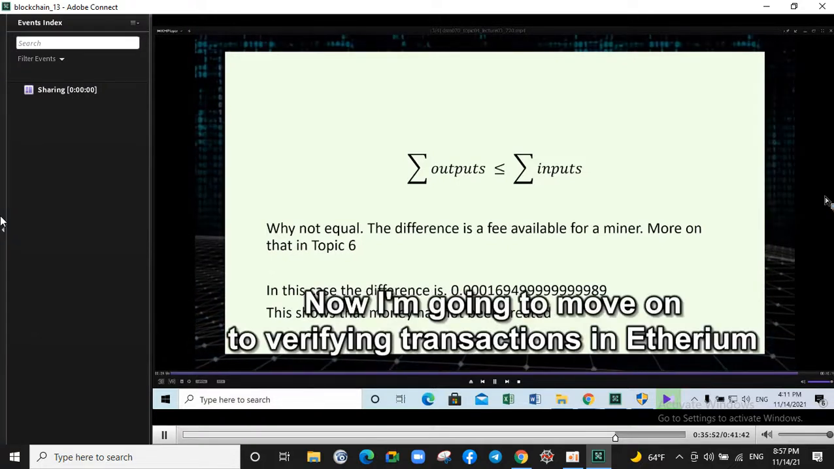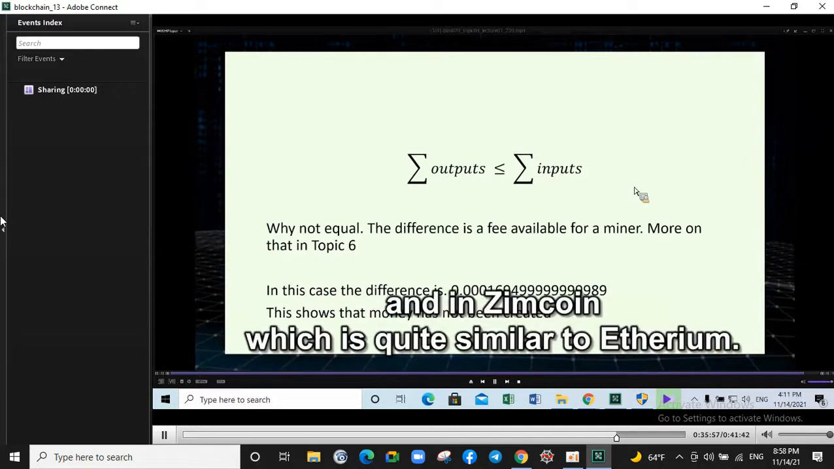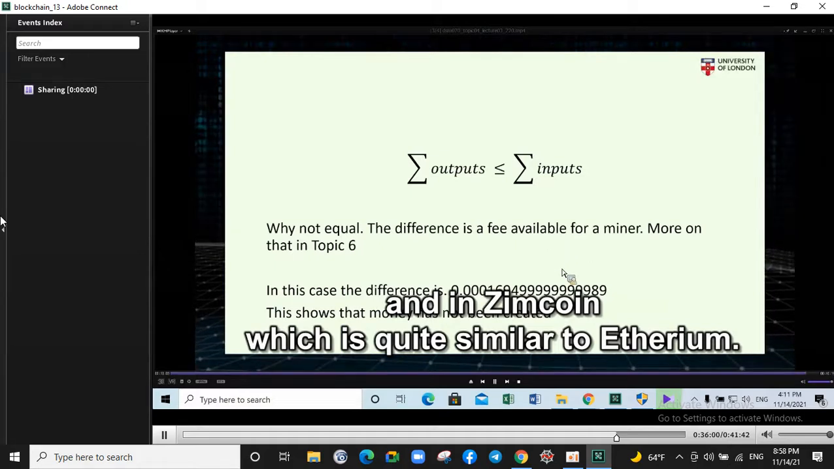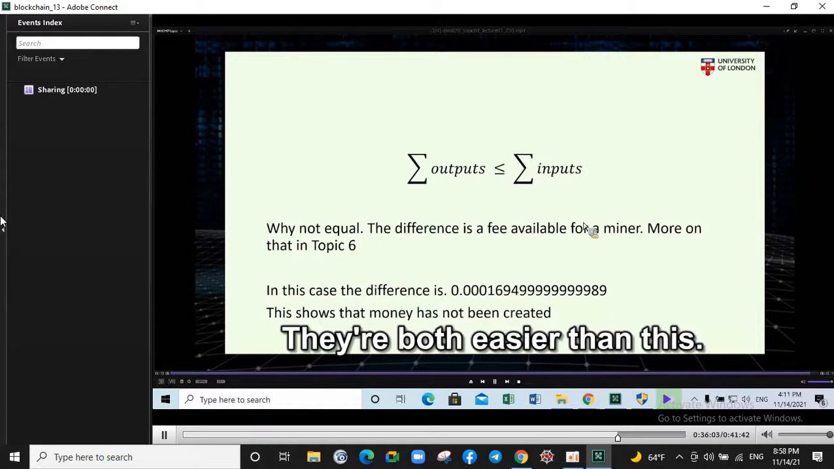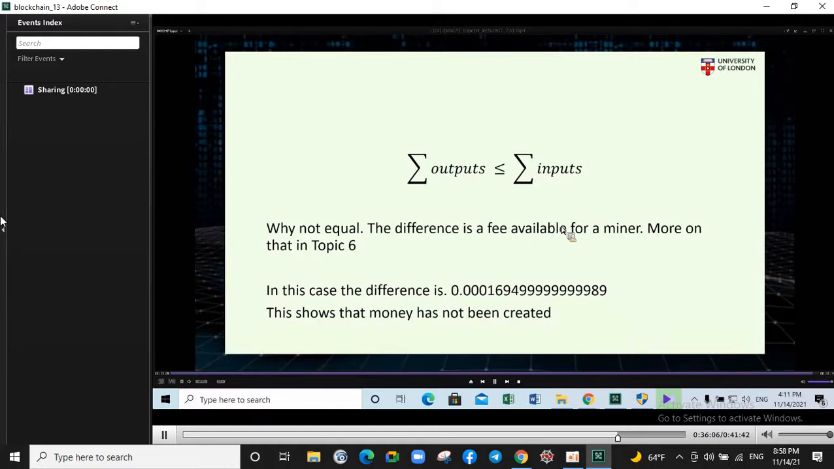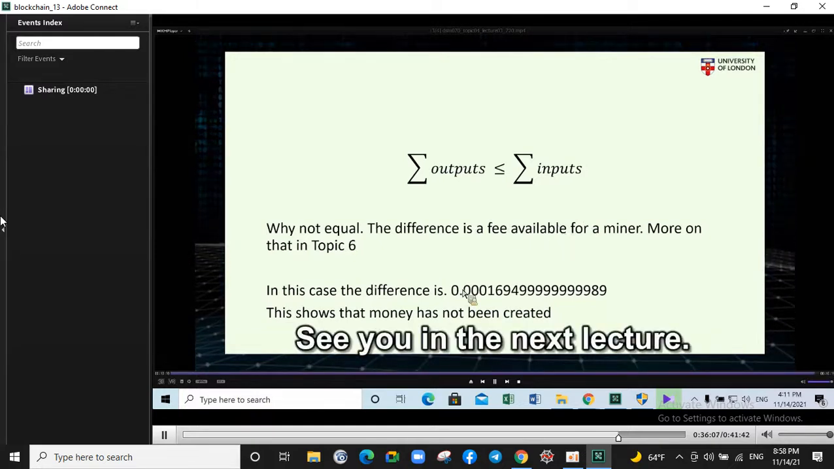I'm going to move on to verifying transactions in Ethereum and in Zimcoin, which is going to be quite similar to Ethereum, and they're both easier than this. Okay, so see you in the next lecture.